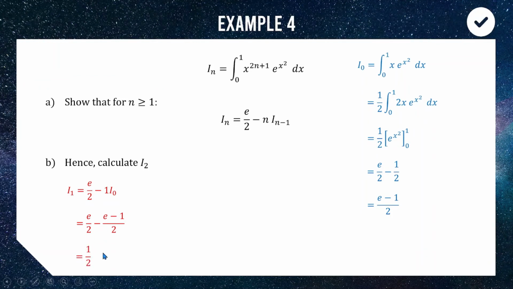Okay, nice and simple. Now we use I1 to build up to I2 using our recurrence relation. So I2 is going to be e over 2 minus 2 times I of 2 minus 1. I1 we just calculated to be a half, so we end up with e over 2, take away 2 lots of a half, which is just 1. So we end up with a final answer of e over 2 minus 1. All right, cool, we're getting there. I think that's the end.